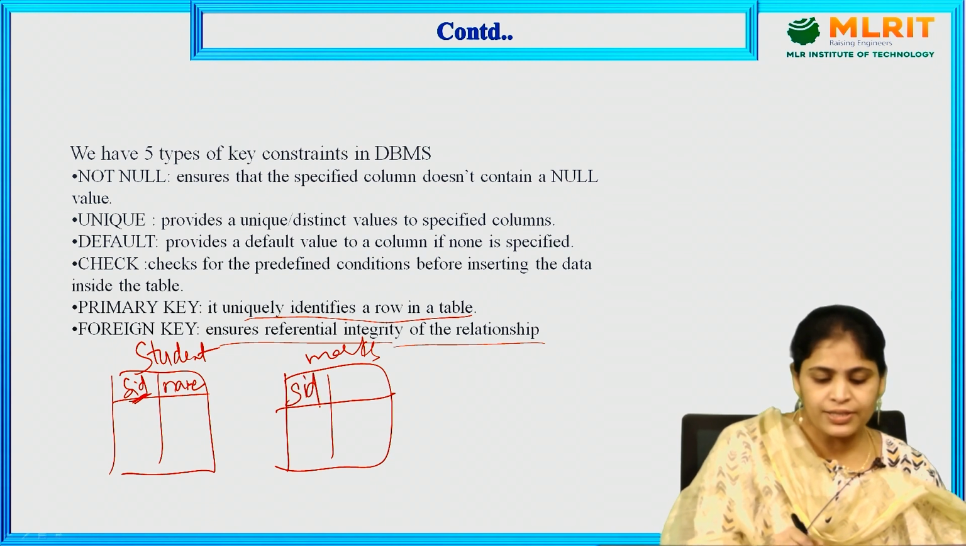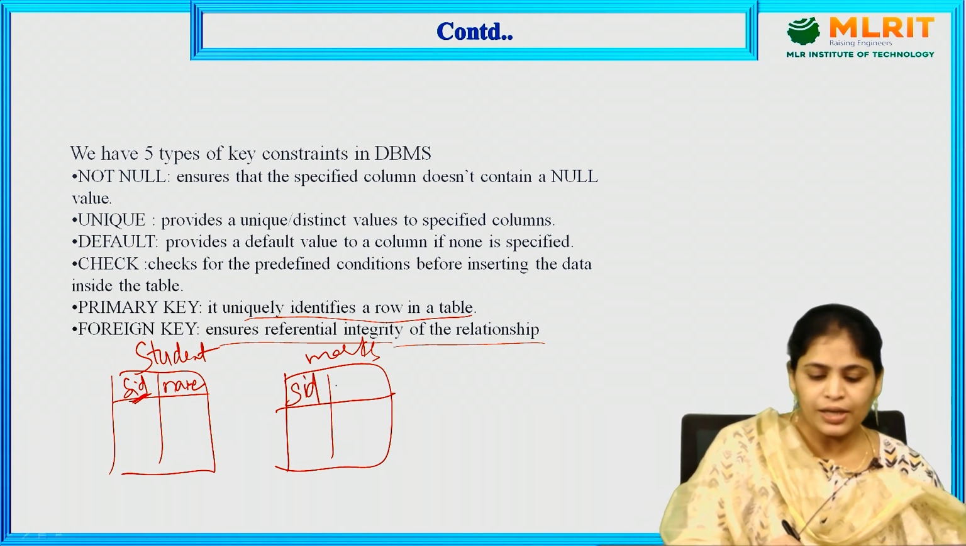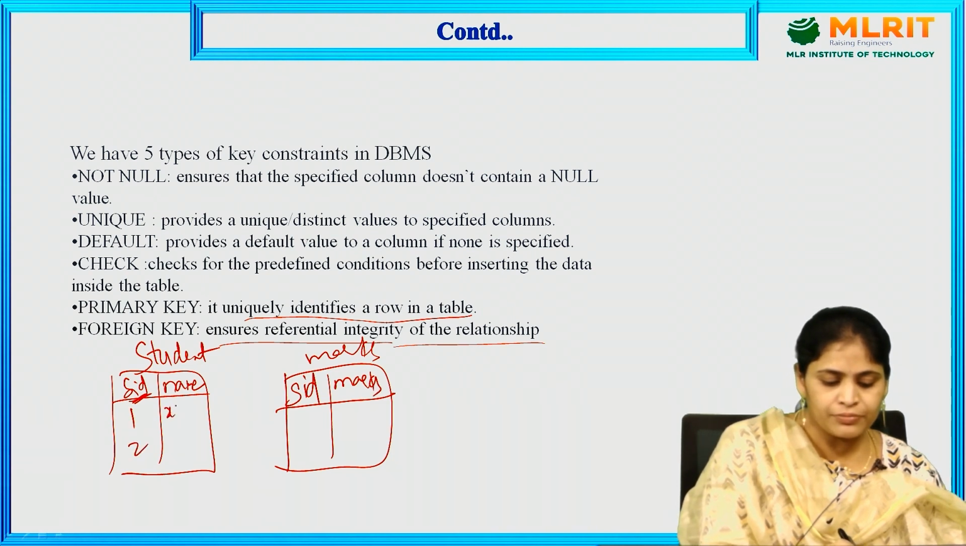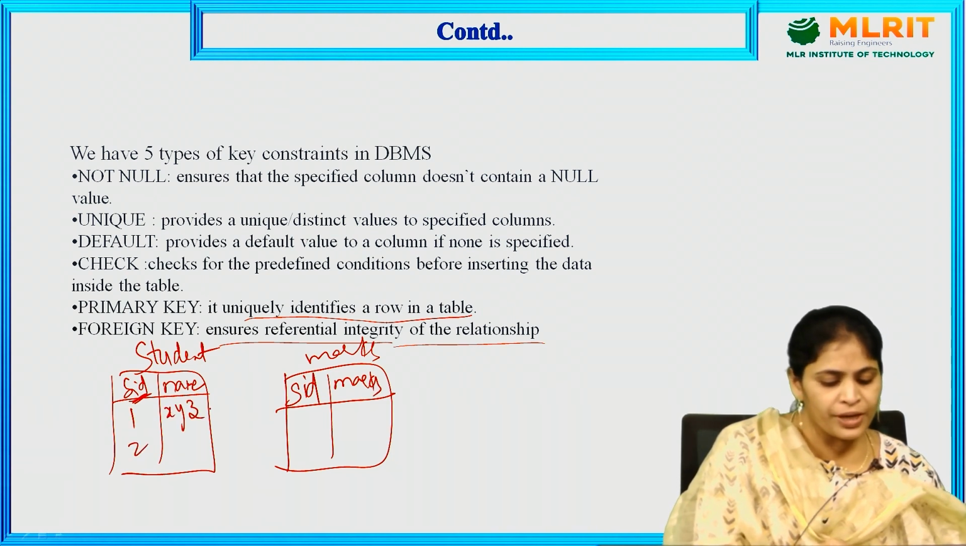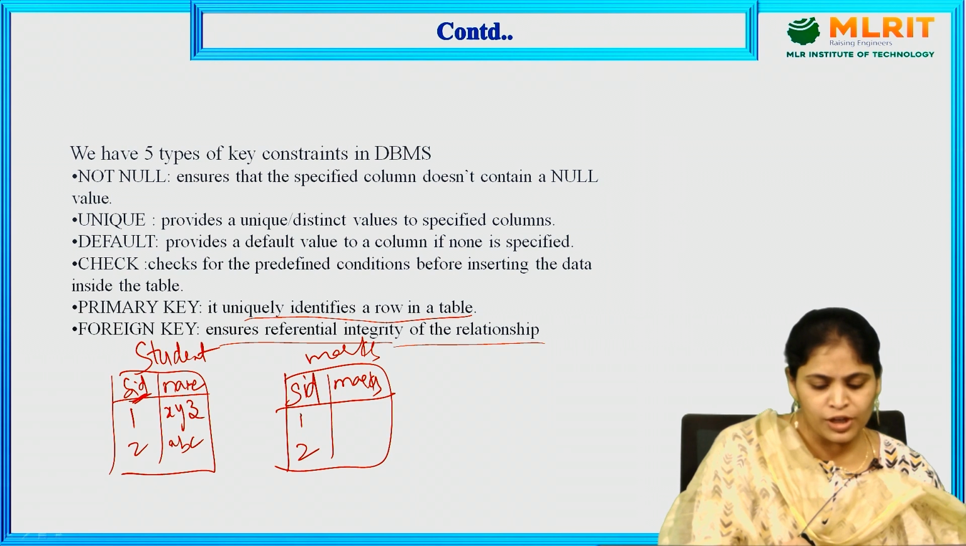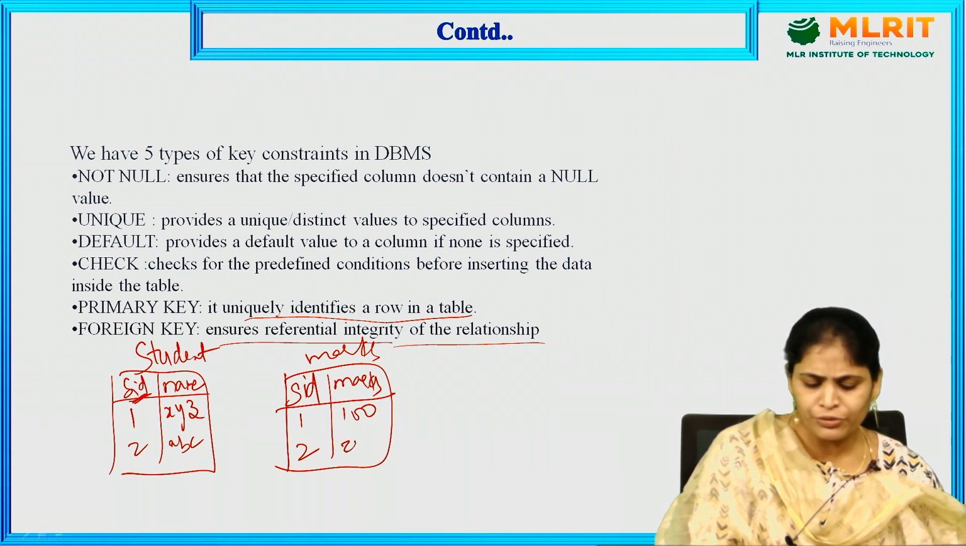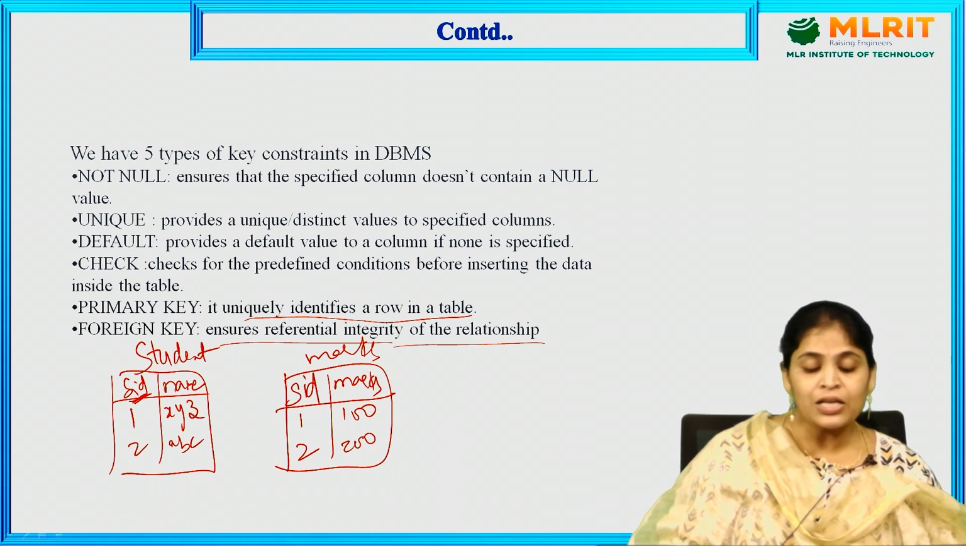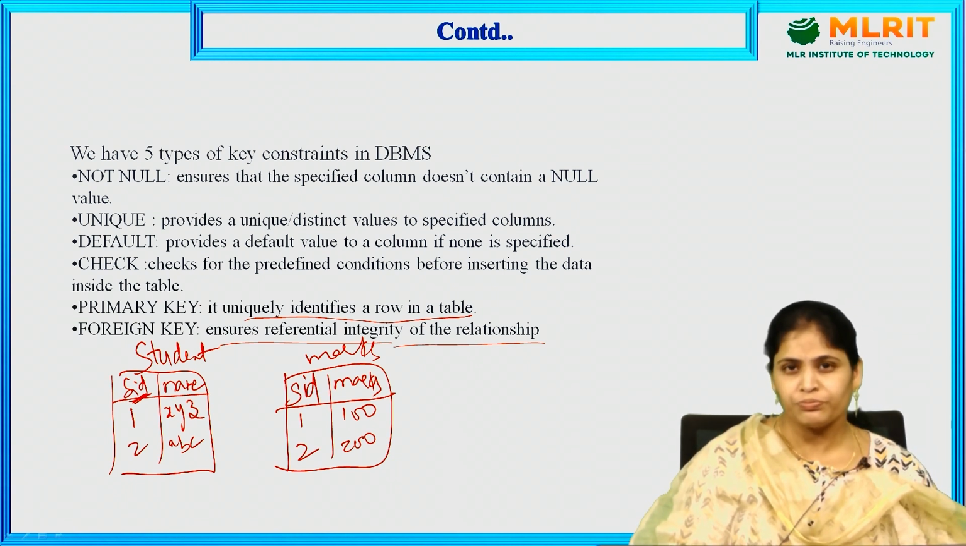Here also let us consider SID and marks. For example, the first row may contain the data and the second row may contain the data. For roll number 1, he got the marks 100. For roll number 2, he got the marks 200. So, how do we want to relate these two?